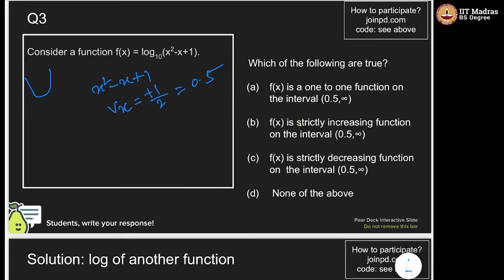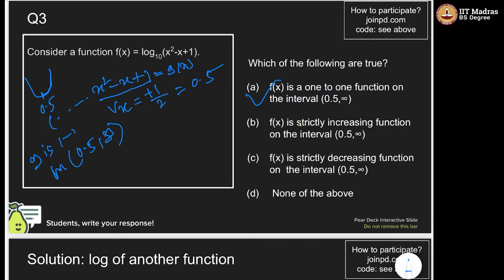So if we have the parabola, and this is basically x equals 0.5, and if we take our domain from this point to infinity, then clearly in this domain this function, let us name it g, is one-one on the domain 0.5 to infinity, right? Now if we apply f over here, the composition of two one-one functions is one-one, hence option A is correct.